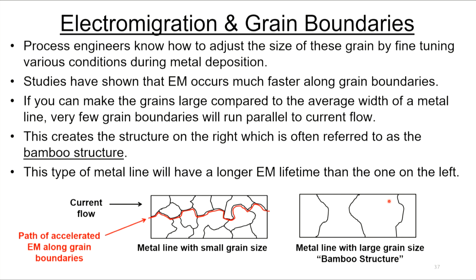This creates the structure shown on the right here, and that's often referred to as a bamboo structure because it looks kind of like a piece of bamboo. You get a long, skinny metal line with a couple of these grain boundaries cutting across it. So if you hear the term bamboo structure, now you know what they're talking about. As opposed to if your grains were very small, you might get grain boundaries running parallel to your current flow, and you might get a path of accelerated electromigration along these grain boundaries. So it's really good to have very large grains if you can make them.